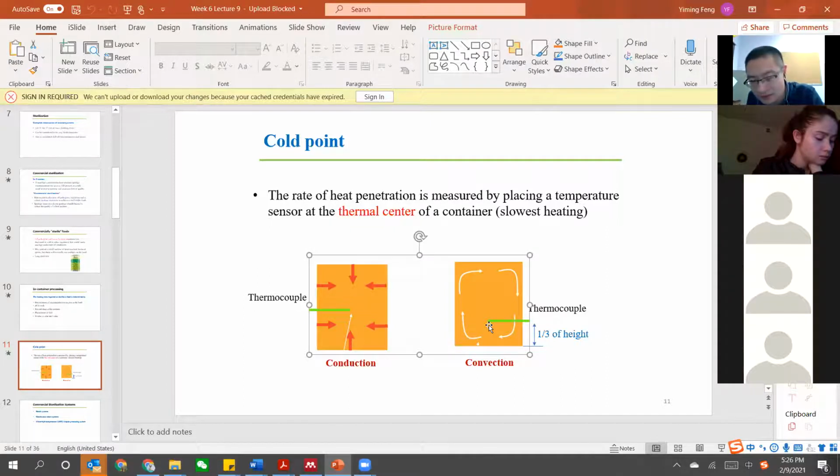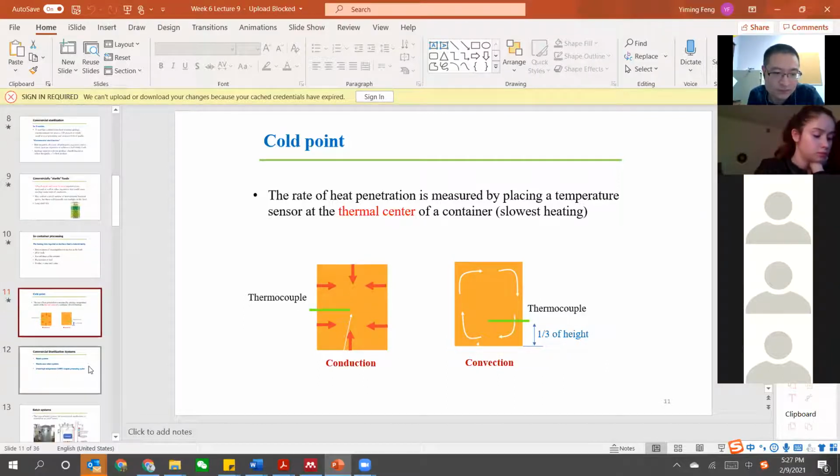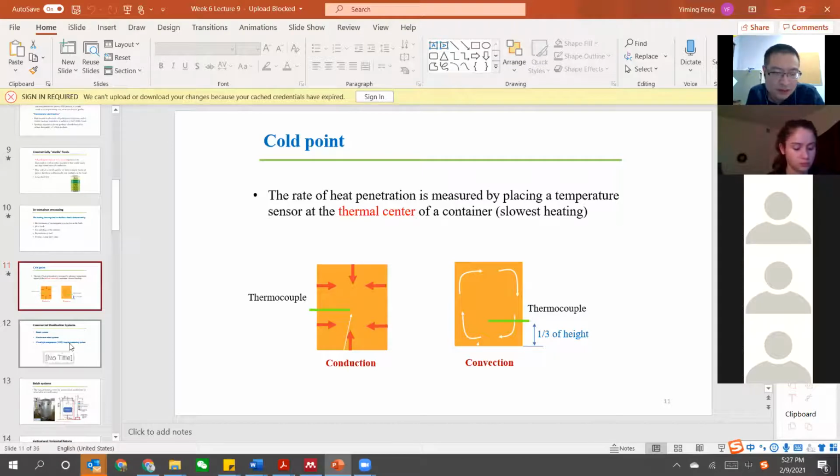So the more convection, the lower the thermal center. And the convection is for those freely moving liquids. Okay, so that's about the cold point. It's a very important concept actually. I hope I explained it well here. Okay.